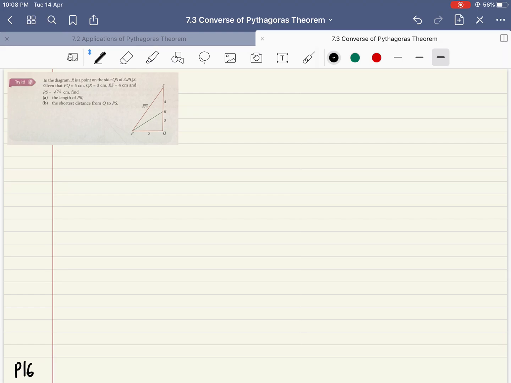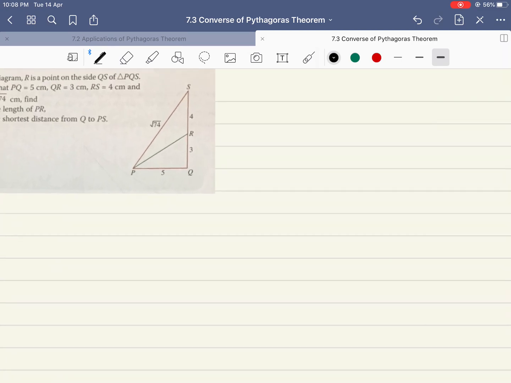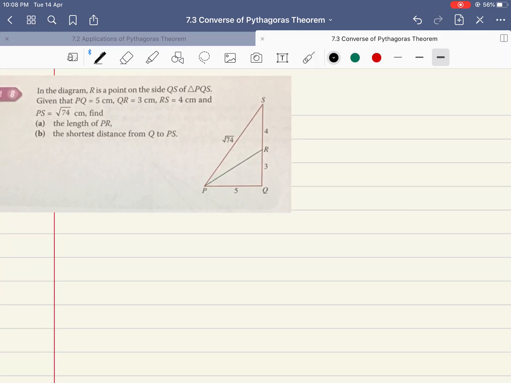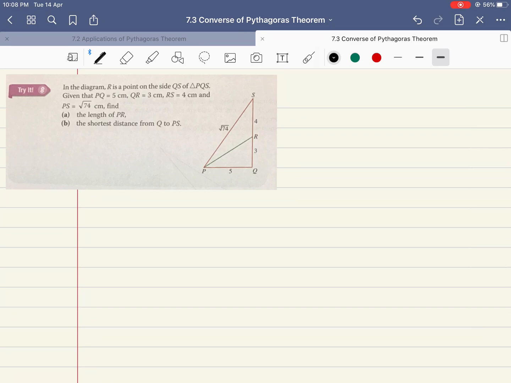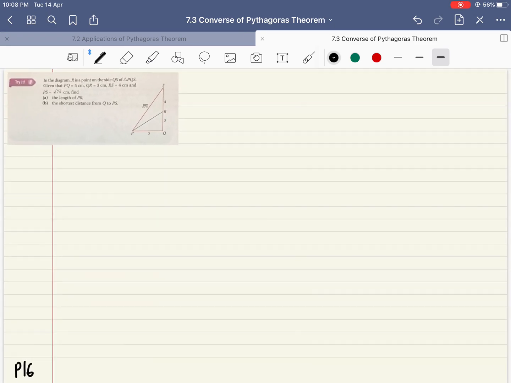Then we move on to page 16. It's try it 8. In try it 8, what you would need to find is the length of PR. Before you actually attempt to find PR, you may be very tempted to think that this is a right angle triangle. It sure looks like one. But before we can do any of that, what we actually need to do is to prove that this is actually a right angle triangle.